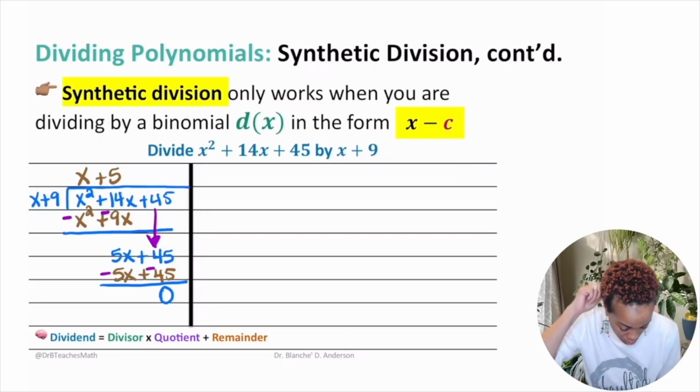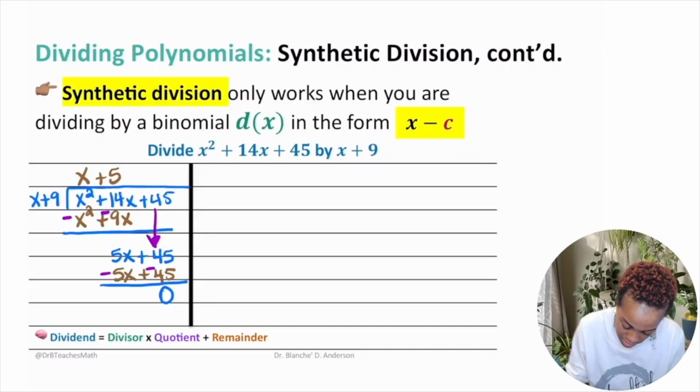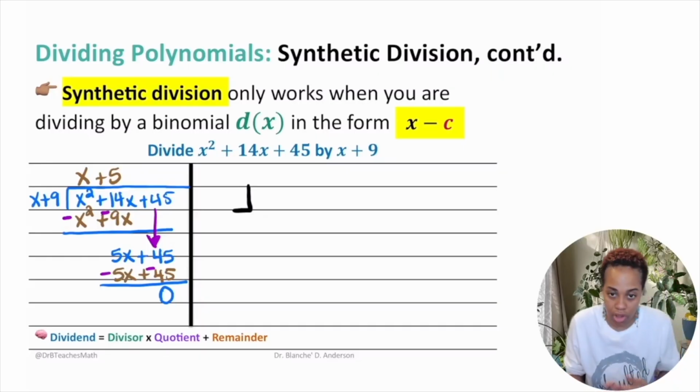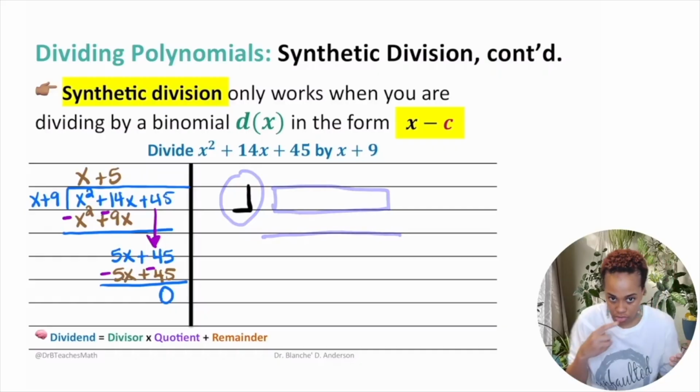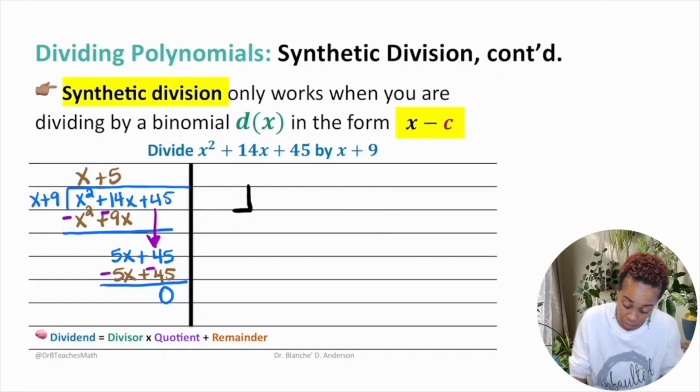Okay, so when you write it in synthetic form, you have your little house here, and then you list all the coefficients. So your c goes here, and then all of your coefficients go here, and then you draw a line and you start doing the math. So let me walk through this, and then we'll do some more examples. So my c is negative 9.